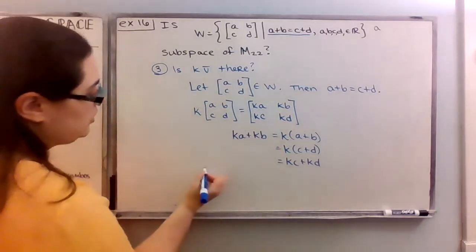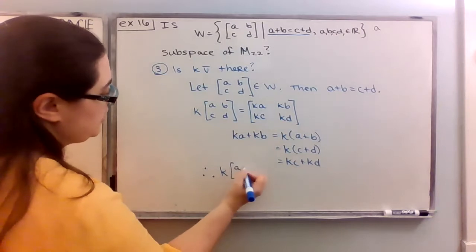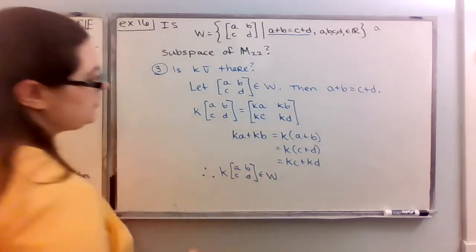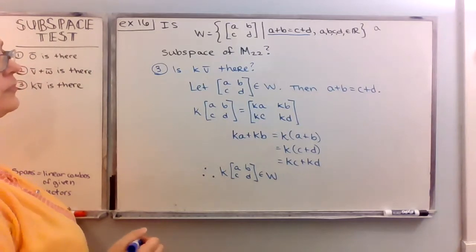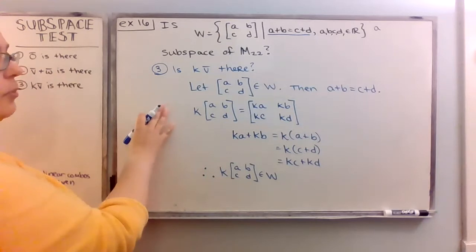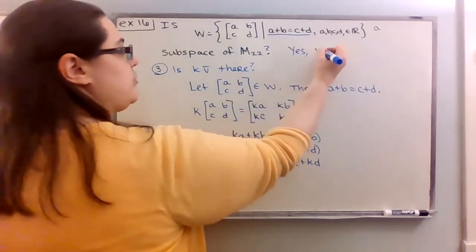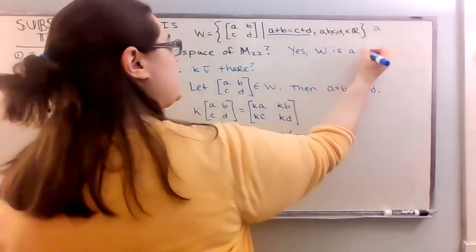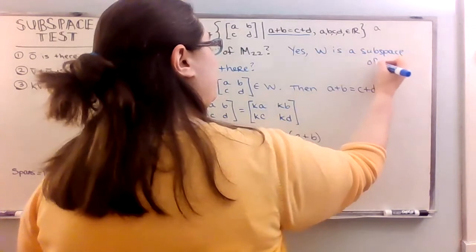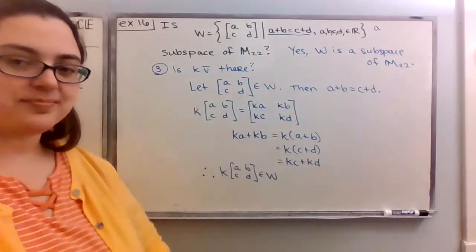So therefore, K times A, B, C, D is an element of W. So we've shown that W meets this third part of the test. So yes, W is a subspace of M22. There we go.